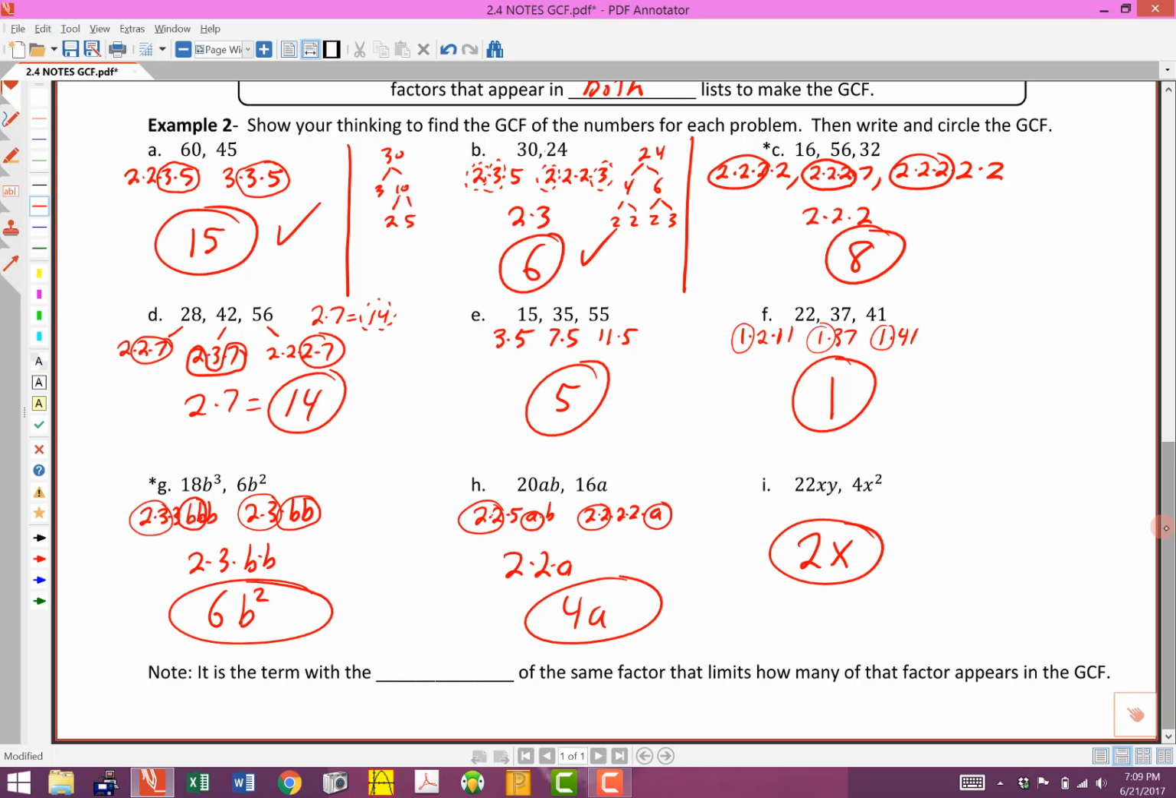And the thing I want you to take note of is we had lots of times where we had a whole bunch of 2's or a bunch of b's or 3's or whatever they happen to be. It's the term with the fewest of the same factor that limits how many factors appear in the GCF. So you'll notice on this one right here, we had 1 x here and 2 x's here. We were limited by this one that had the fewest. We had 4 2's here, but this one only had 2, so we were limited to 2 being common there. Same thing with the b's here, 2 b's here, 3 b's here, but it's the one with the fewest number of those factors that limits what we've got there.